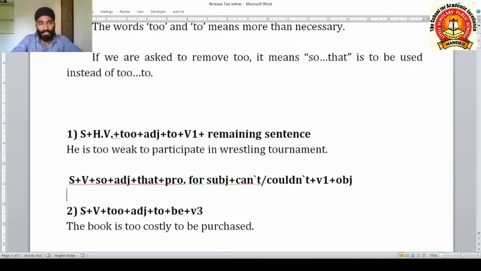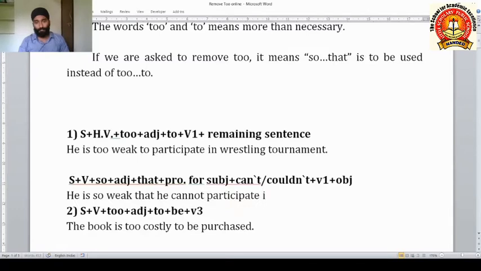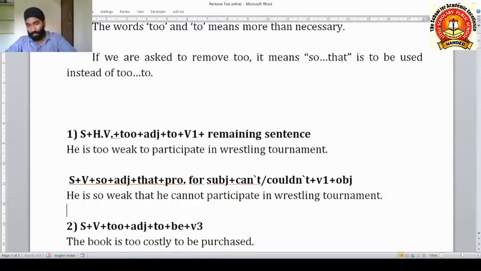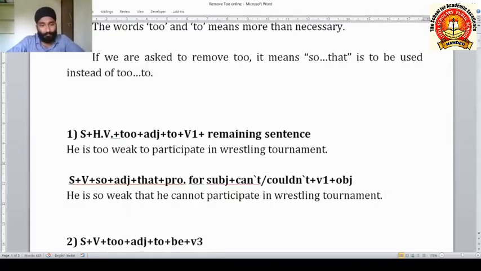Let us see the answer for this sentence. He is too weak to participate in wrestling tournament. He is so weak that he cannot participate in wrestling tournament. See how we have converted it into "so that".